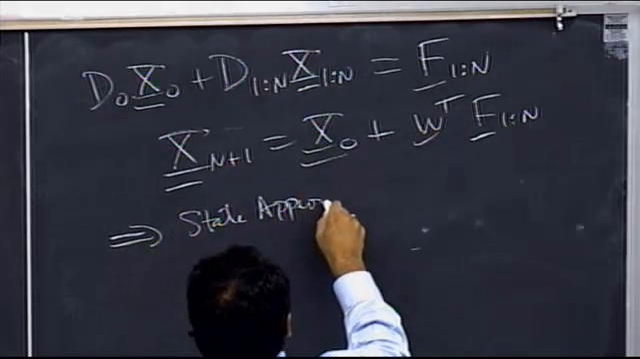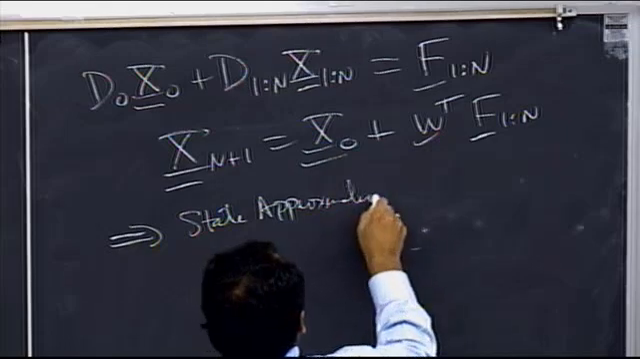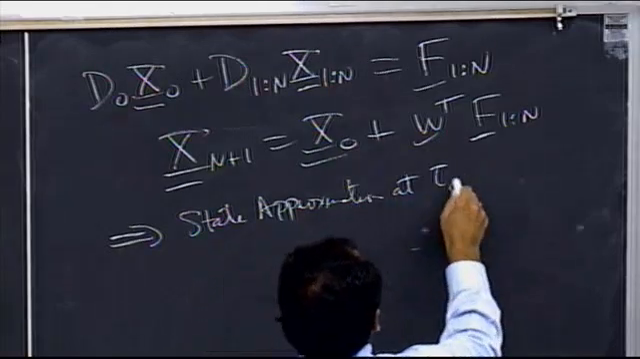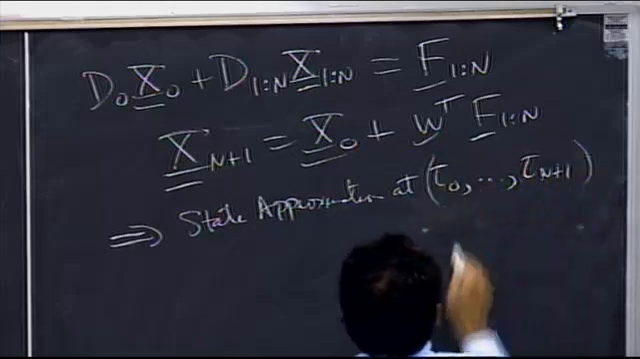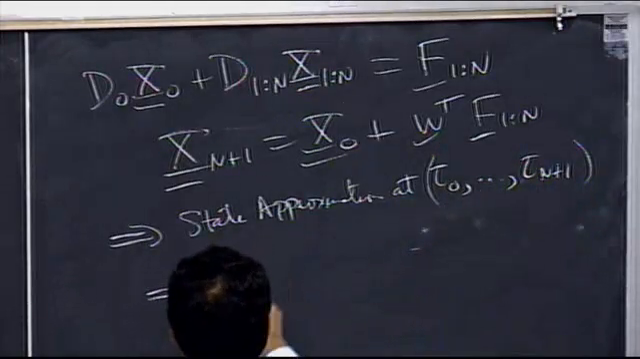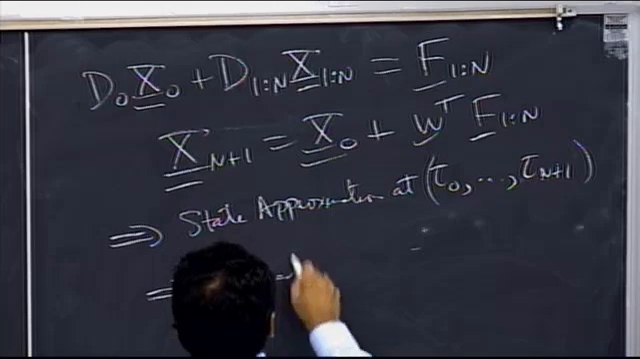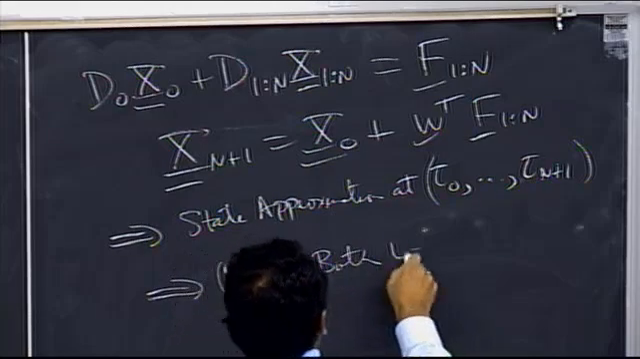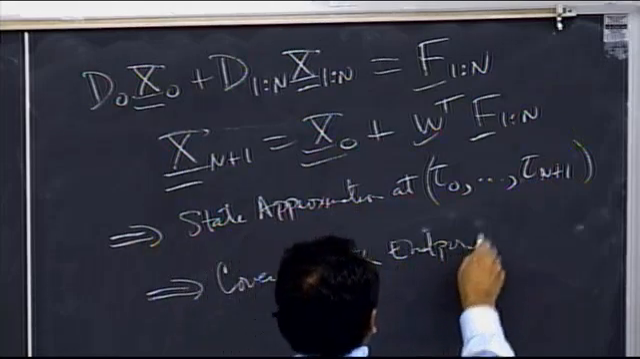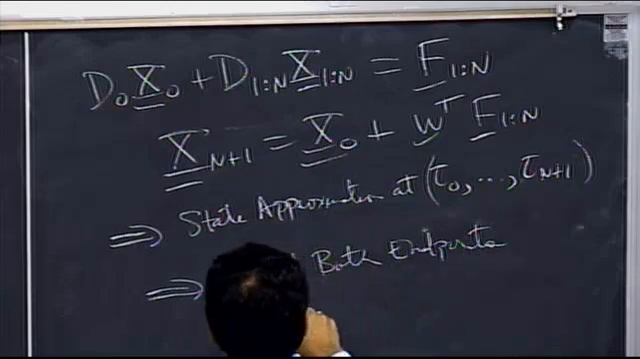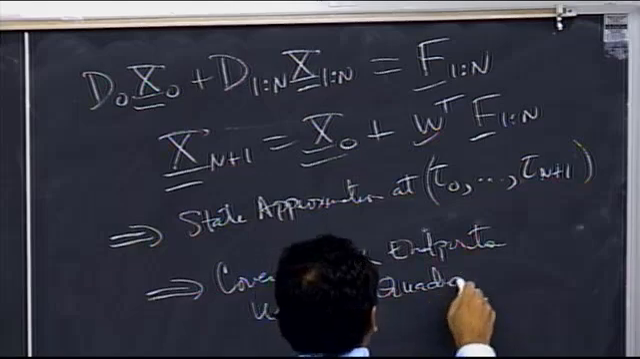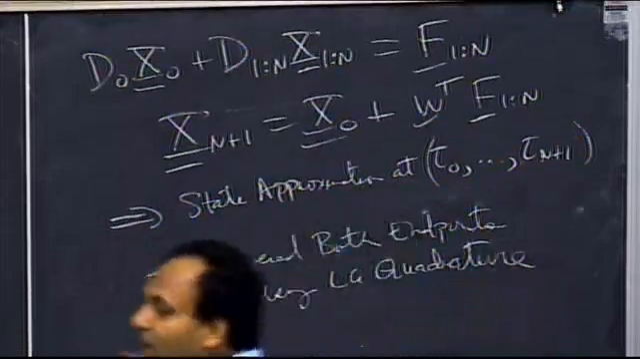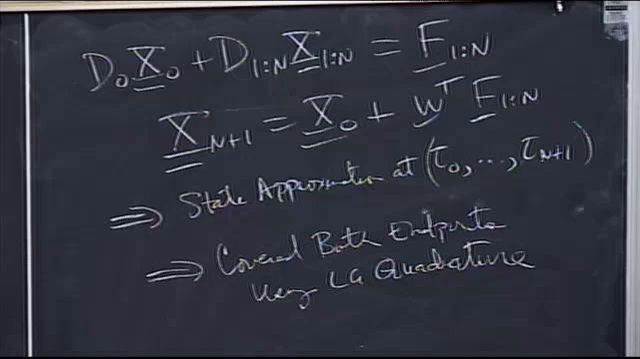So now I have the state approximation at tau 0 all the way up to tau n plus 1, which means that I've covered both endpoints using LG quadrature. So the method, unlike the Lobatto method where I had a singular differentiation matrix, these matrices are not singular.